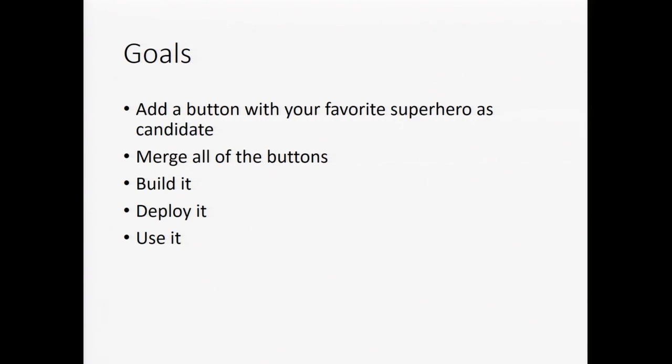I'm just kidding. We're going to merge all of the buttons because I think I saw at least 5 or 6 hands up, so that's at least 6 buttons that we're going to merge together, and we're going to deal with the forking bit from GitHub, or from Git. We're going to build it, we're going to deploy it, and we're going to use it. Now, if you guys saw, we already have a build set up and we already have a deploy, so we're actually just going to skip to use it. That's going to be kind of nice.